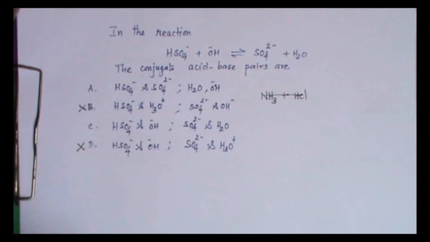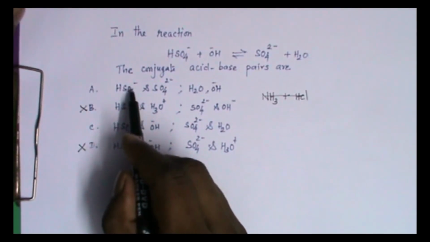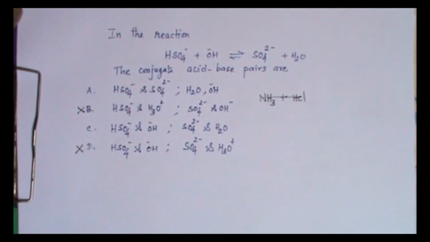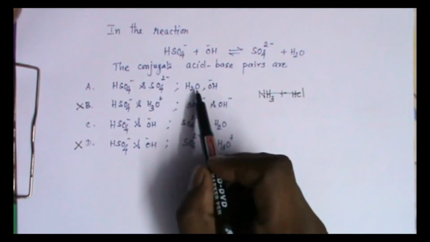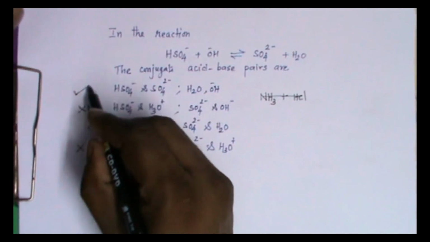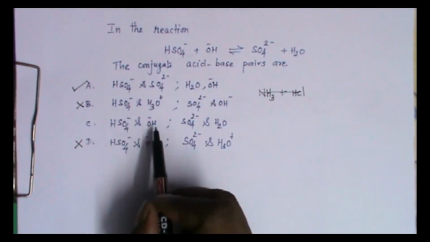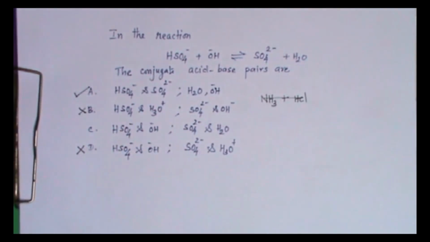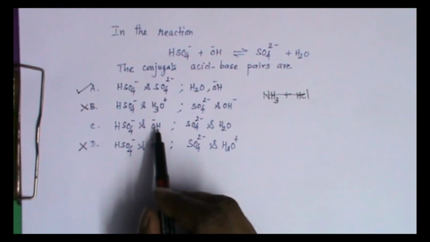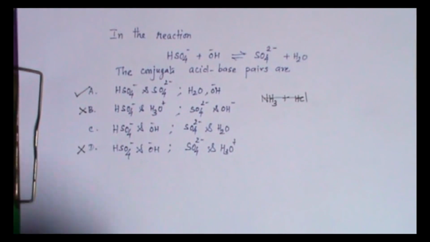Let us consider first and third. Here HSO4 minus, this is acid. Its conjugate base is SO4 2 minus. Here H2O is acid. This is conjugate base. So this is the correct answer. Third option, HSO4 minus and OH minus has been given. OH minus is not conjugate base. It is base, but it is not conjugate base of HSO4 minus. So this is wrong option.